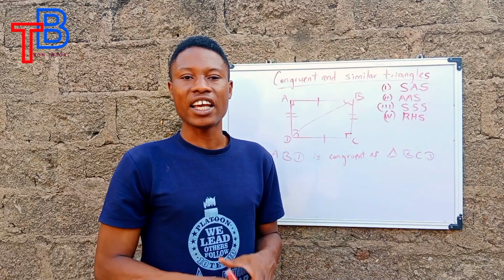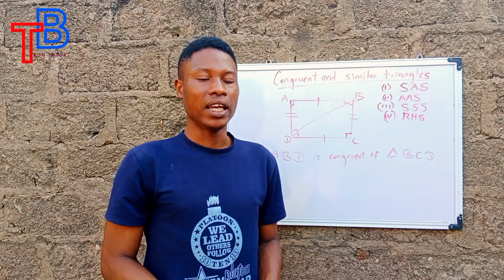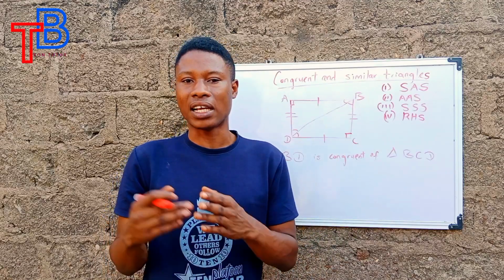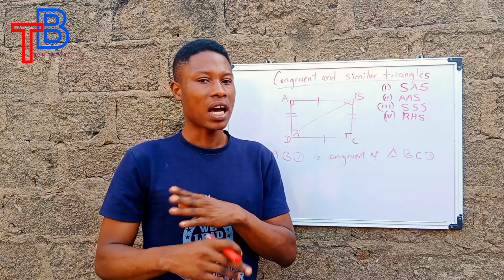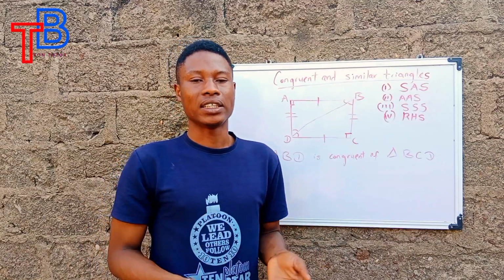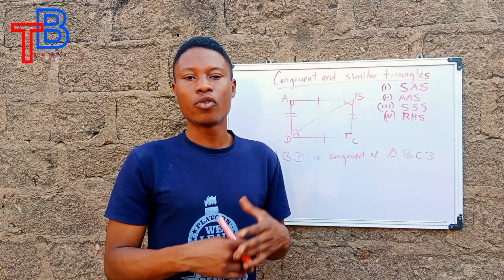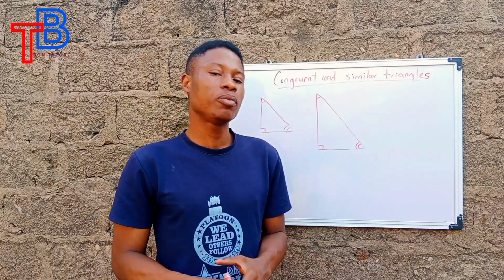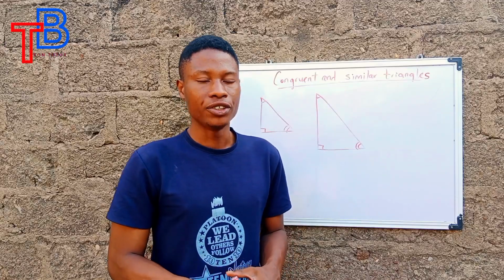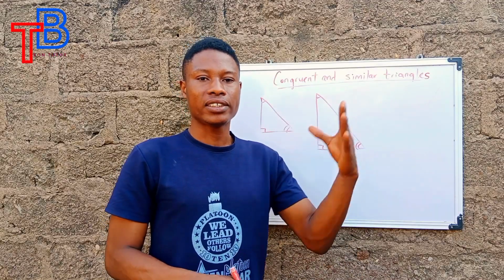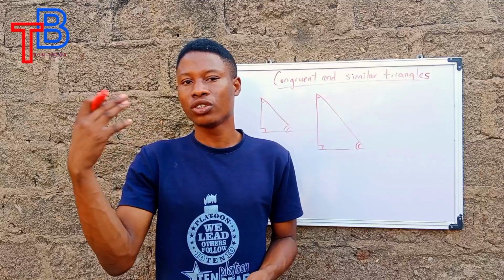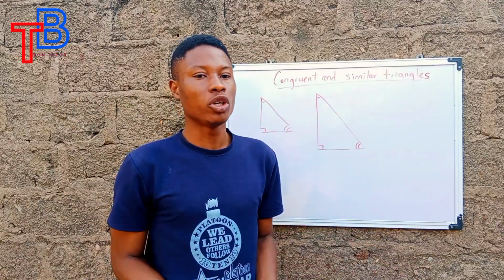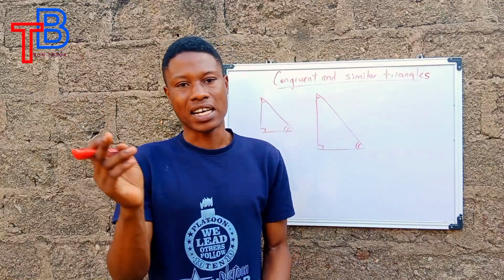In short, when we say triangles are congruent, we are just trying to say they are equal in all aspects, in angles and also sides. So once the angles and the sides of the two triangles are equal to each other, we can say they are congruent. But the case of similar triangles is different. In congruent triangles, the sides must be equal and the angles must be equal. That is, in short, the two triangles must be equal in all aspects.